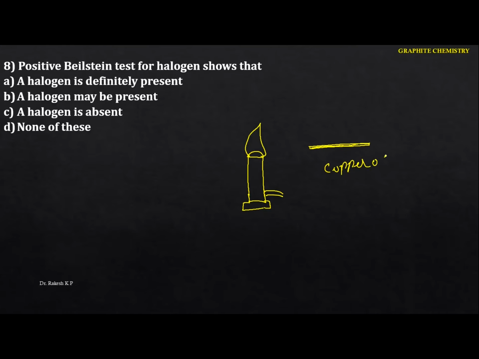So how do you identify whether it forms copper oxide? Whenever you ignite the copper wire, we get only a non-luminous flame. Later, we dip this copper wire in the given organic compound and again subject it to the flame. Suppose you get a bluish green flame, this is a green colored flame.